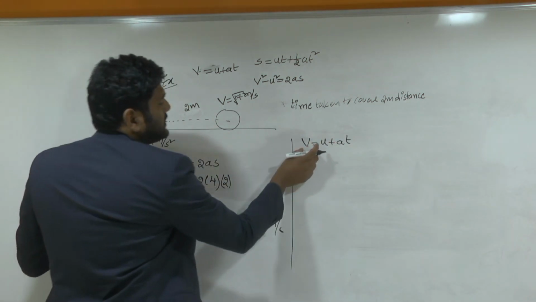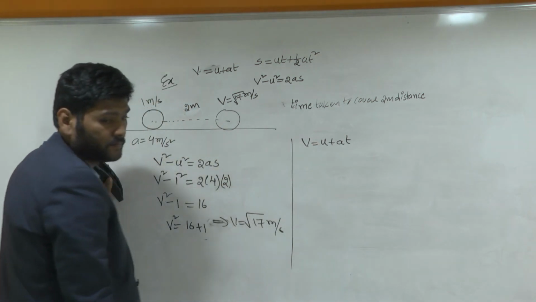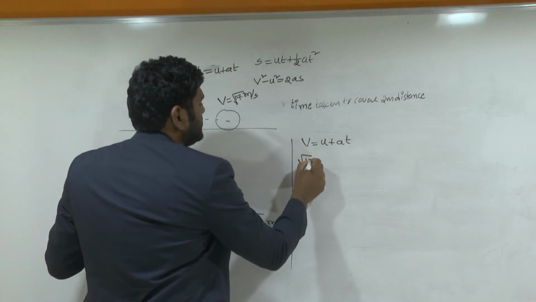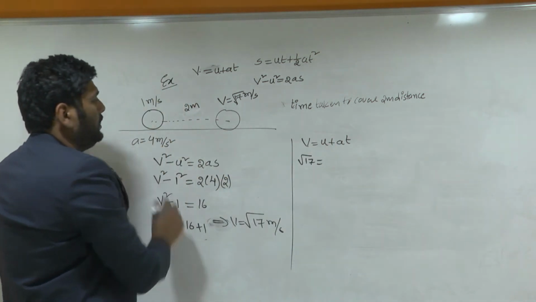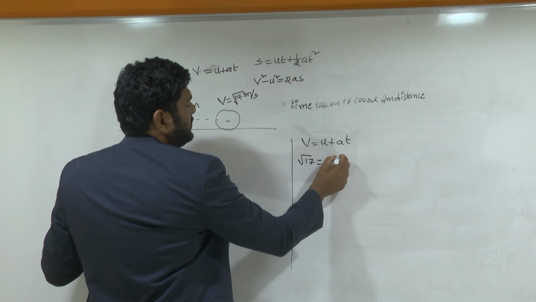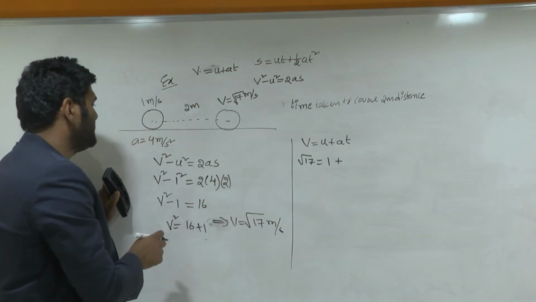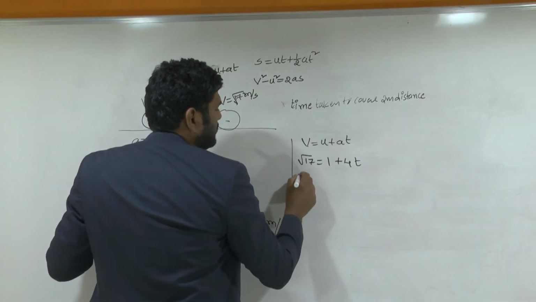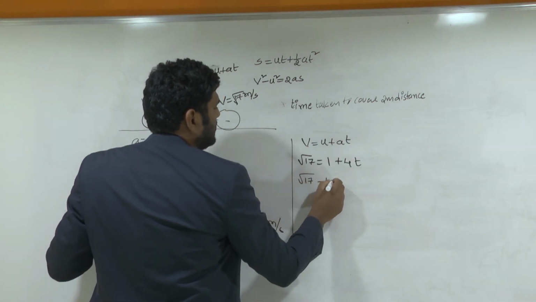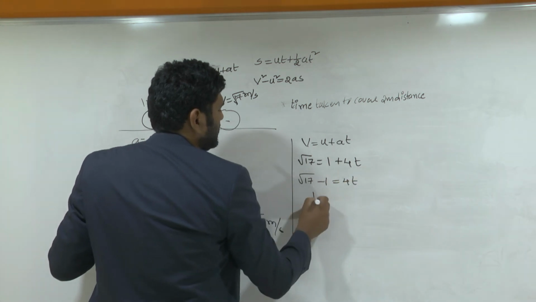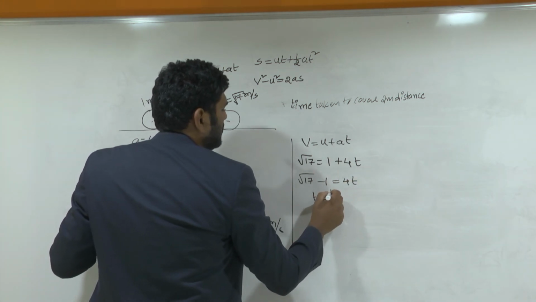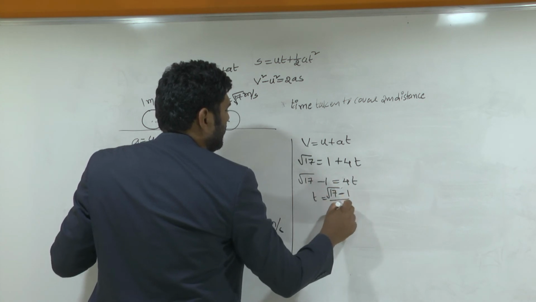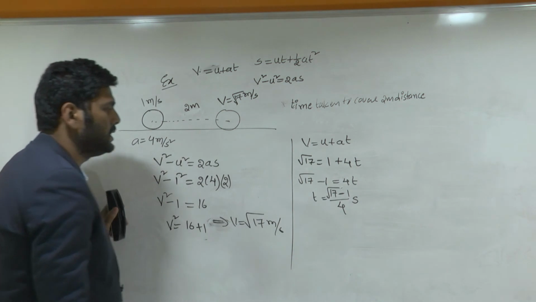In that, what is the v value? Root 17, very good. What is the initial value? 1 plus, what is the acceleration value? 4 into t. So root 17 minus 1 is equal to 4 into t. t is equal to (root 17 minus 1) by 4. These many seconds we will get here.